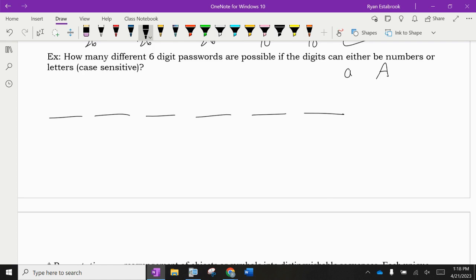62. So there's 26 lowercase, 26 uppercase, plus it could be a number, right? Like it could be in any order. So 62 possibilities there, yes. The 52 lowercase and uppercase letters plus the 10 digits times how many for the next one? 62, 62, 62, 62, 62. 6 digits, all possible 62s.